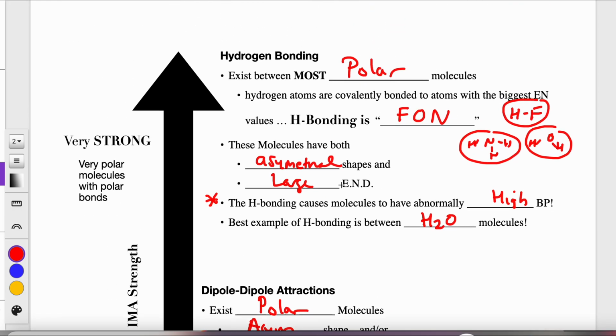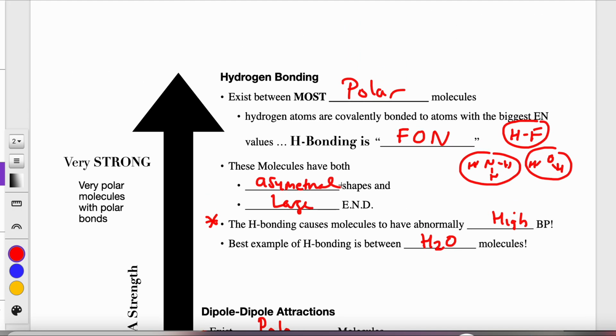So just know that the strongest IMA is hydrogen bonding. Hydrogen bonding is fun, and it creates unusually high boiling points. The water molecule is the best example.